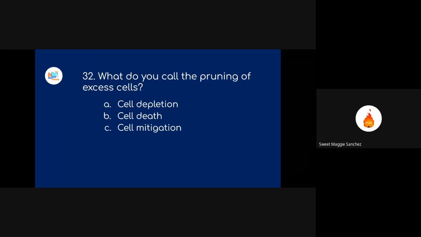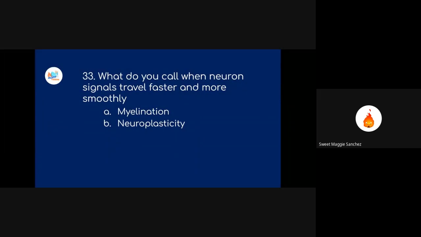Okay, timer stops. Question 33. What do you call when neuron signals travel faster and more smoothly? Is it A, myelination, or B, neuroplasticity?